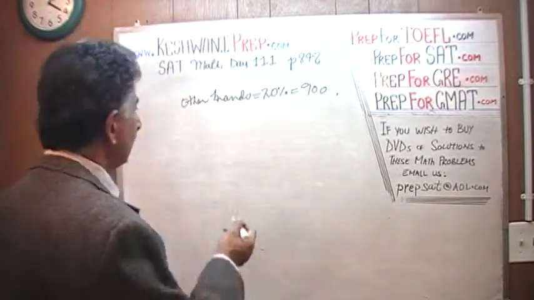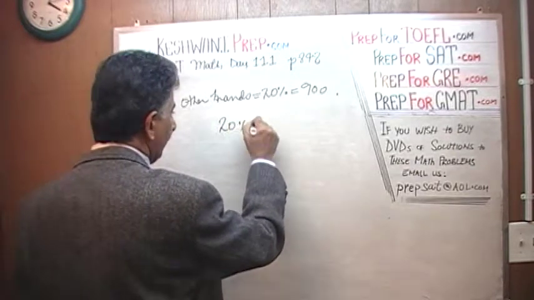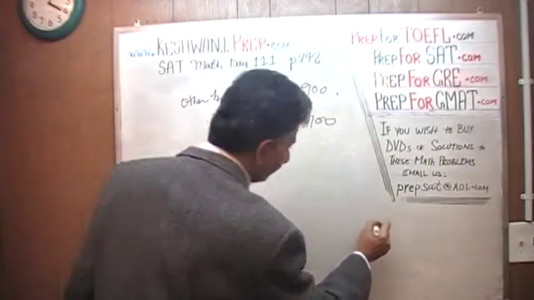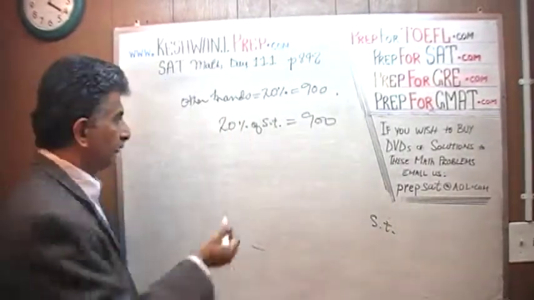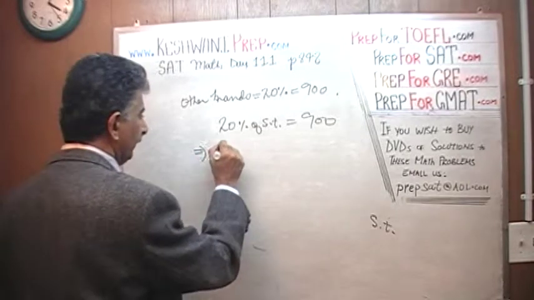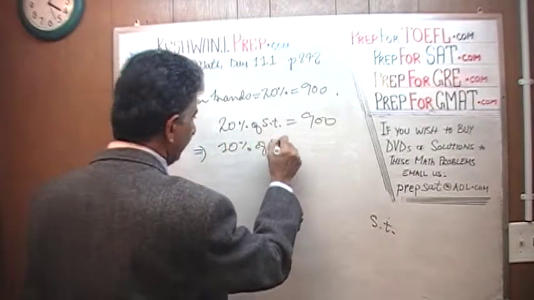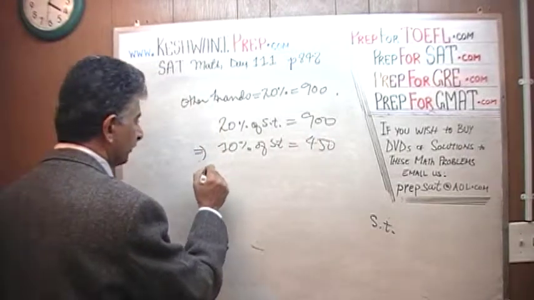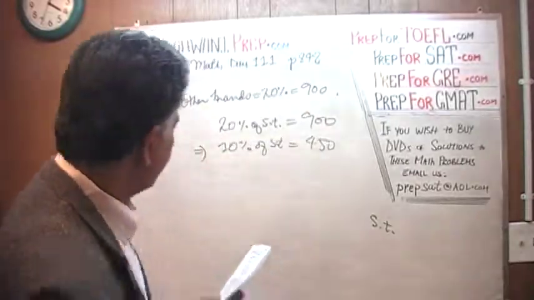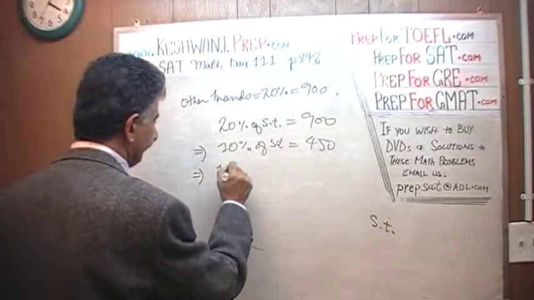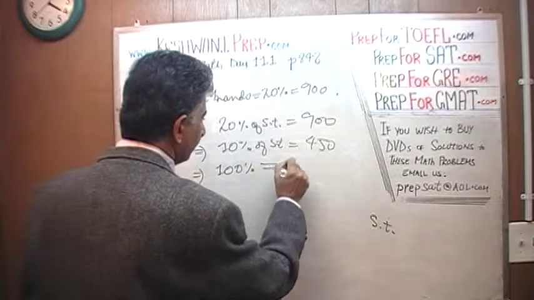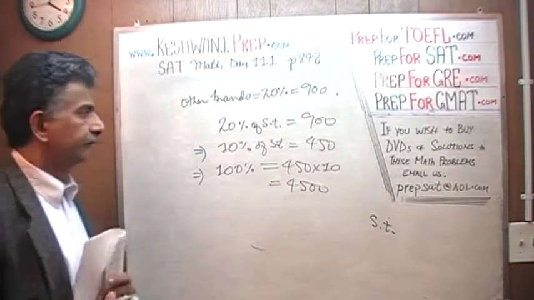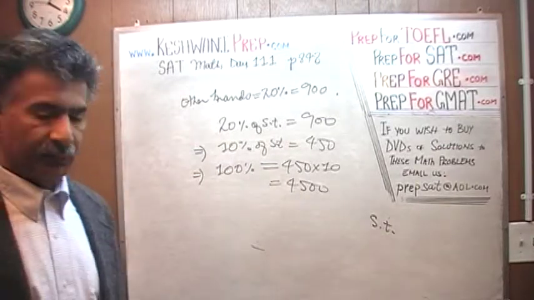Well, that's very simple. If 20% of something equals 900, if 20% of something is 900, that implies that 10% of the same thing must equal half of that. And therefore 100% is 10 times as much, or 4,500. That's it. That's your answer, 4,500.